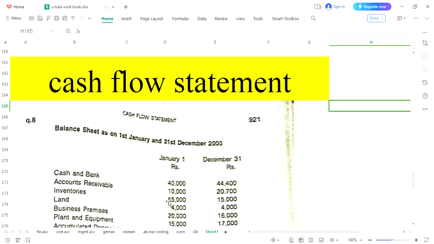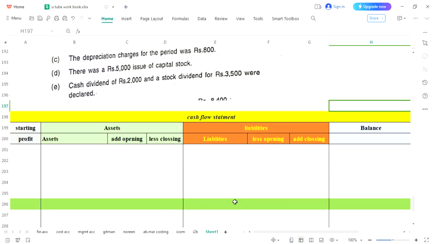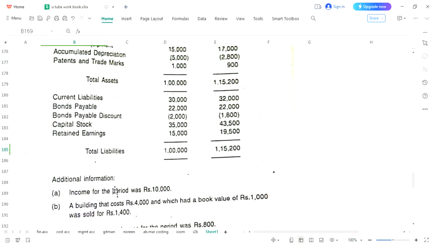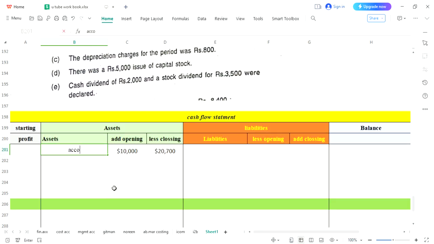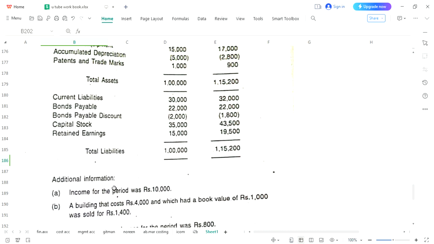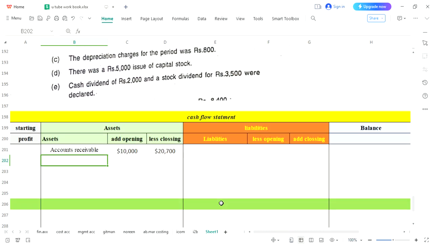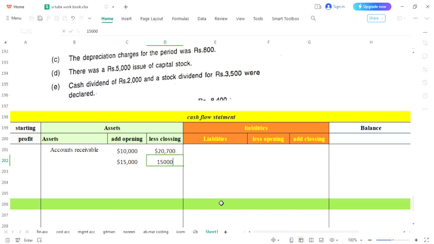Next, account receivable 10 and 27. So here 10,000 and 20,700. This is our account receivable. So here we are going to write account receivable. Next, inventories 15 and 15. So we are going to put 15,000. These are current assets. Inventories.